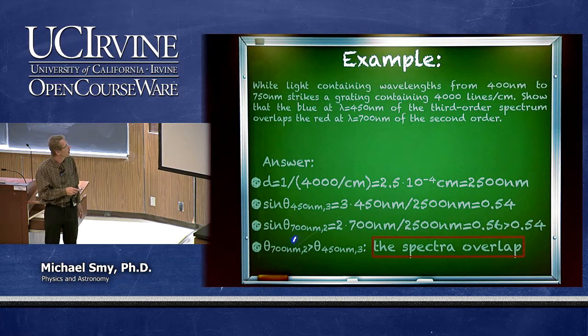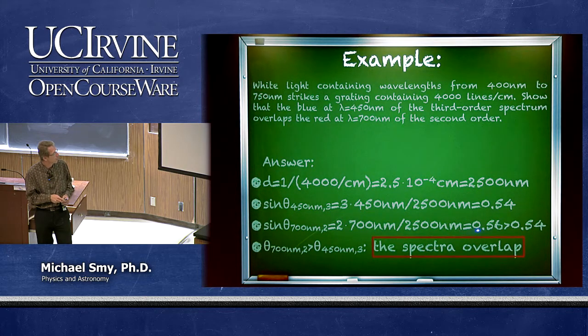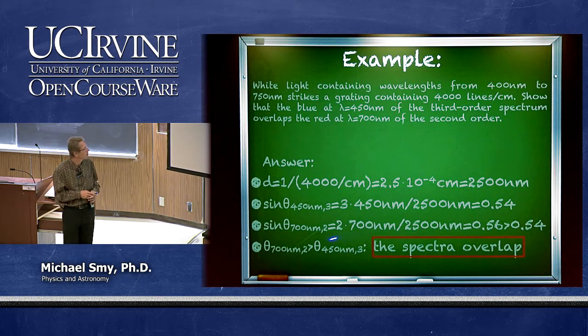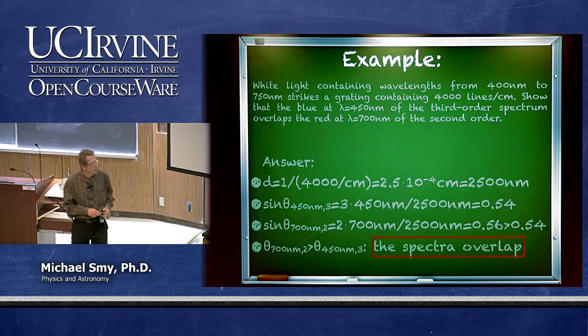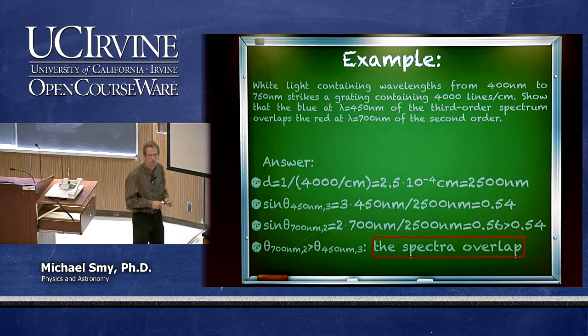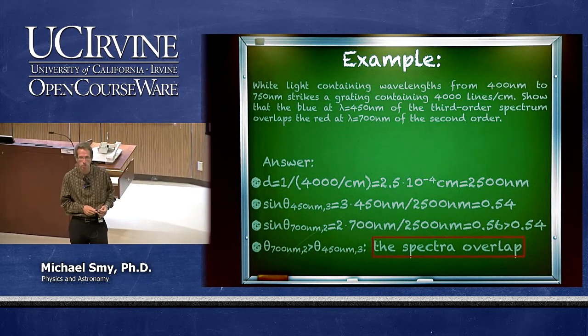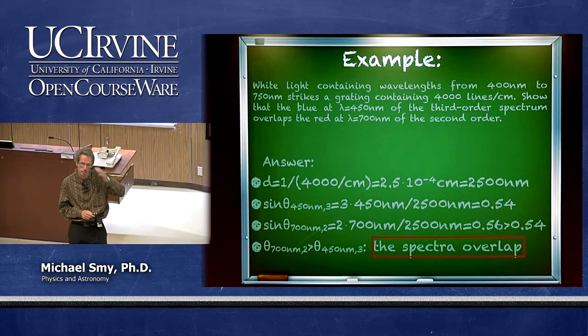And for the 700 nanometers, it's the second order, so we just multiply by 2, and we get 0.56 for the sine of the angle. And we observe that this sine is bigger than that sine, and that means that the corresponding angle is bigger than that angle. And that means that the spectra actually overlap. And so one has to be careful when looking at the spectrum that you're not fooled by the higher order maximum.